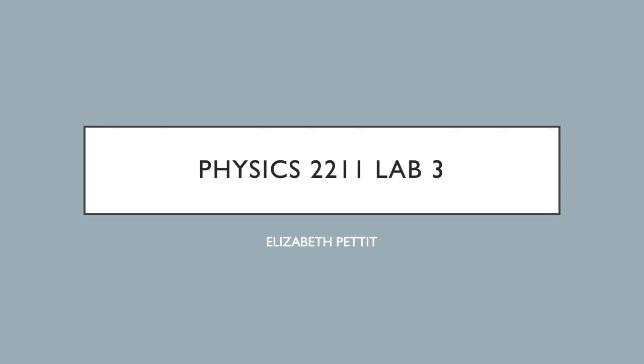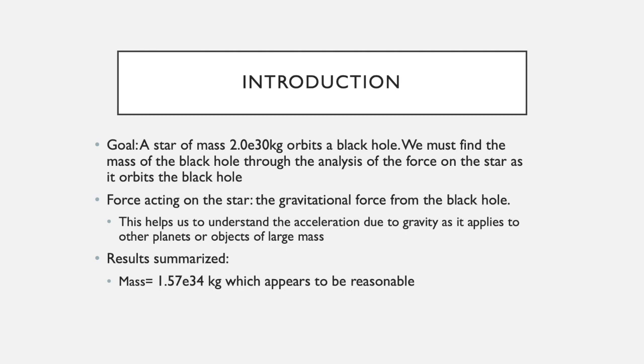Physics Lab 3 was called Creating the Orbit. For Physics Lab 3, we were tasked with observing a star of mass 2 times 10 to the 30th kilograms as it orbits a black hole. We had to find the mass of the black hole by using the calculated forces on the star as it orbits the black hole. In this example, the gravitational force from the black hole acts on the star.